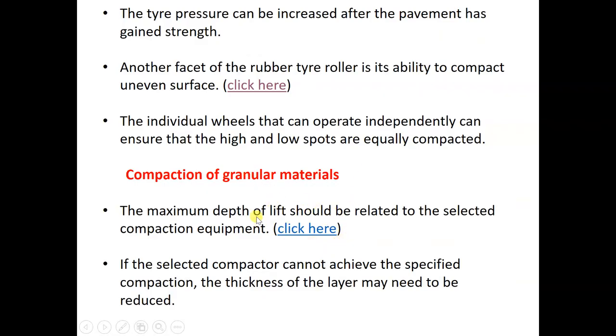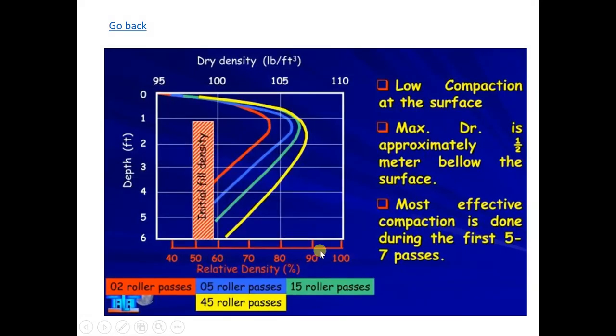Compaction of granular material. The maximum depth of lift should be related to the selected compaction equipment. This chart shows the roller passes: the red one is 2 roller passes, the blue one is 5 roller passes, the cyan is 15 roller passes, and the yellow is 45 roller passes. The depth is in feet, 1 foot, 2 feet, 3 feet, 4 feet. So 300 mm is about 1 foot.